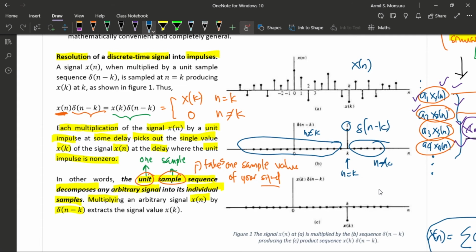So obviously, graphically, pag minultiply niyo ito, tsaka ito, lahat ng mga signals na hindi katapat itong 1 na to. So ito, lahat ng mga signals na to. Yan.